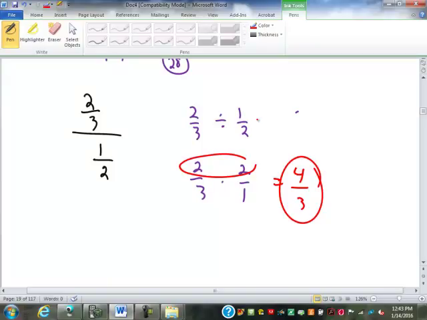Any others? Okay, we also had the percent packet. So I'll set the book away and we'll look at the percent packet.